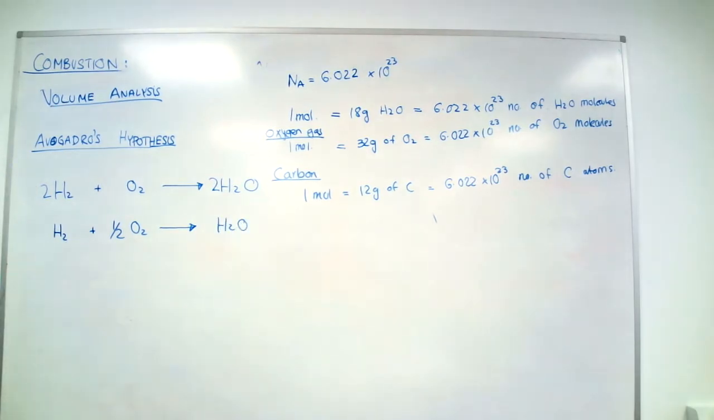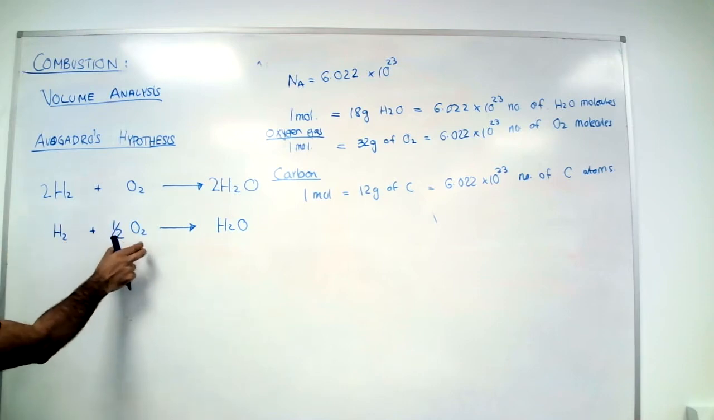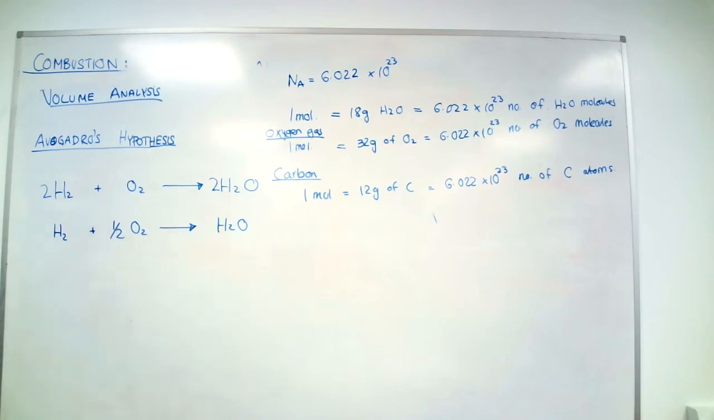Now this is in proper ratio. We call this proper ratio the stoichiometric ratio, which means the minimum amount of the reactants that need to combine to give you the minimum amount of the product.